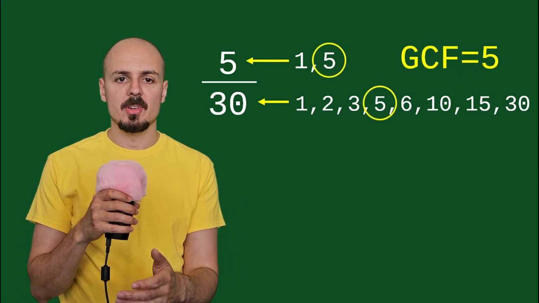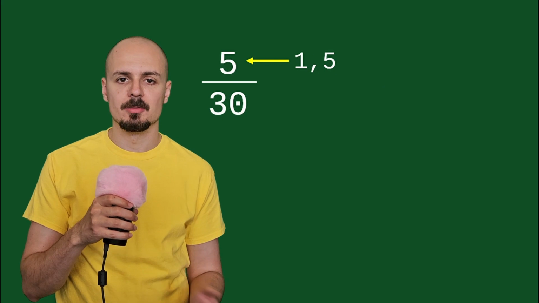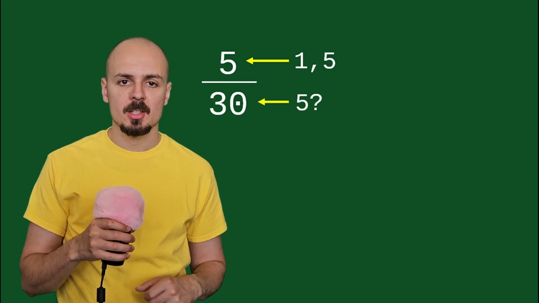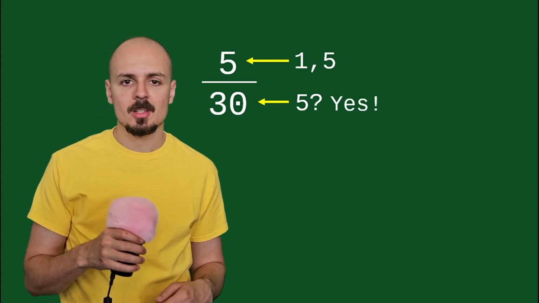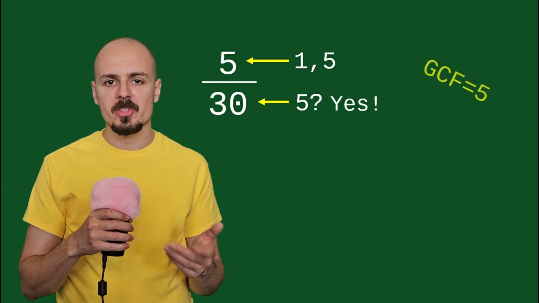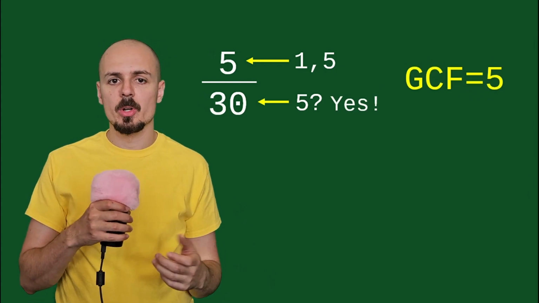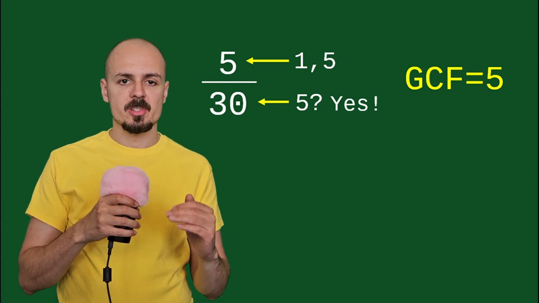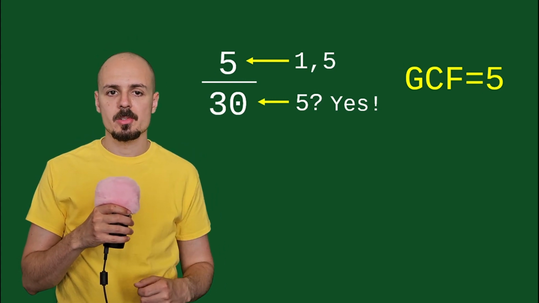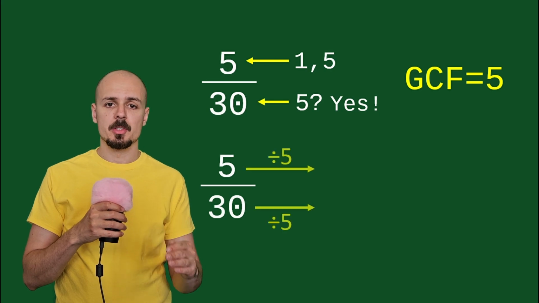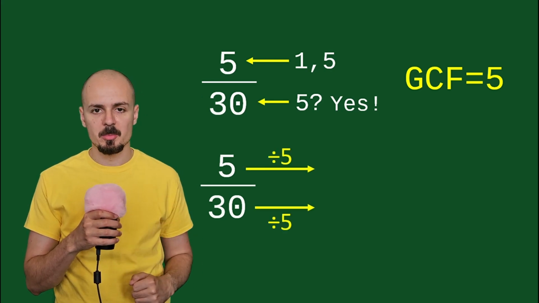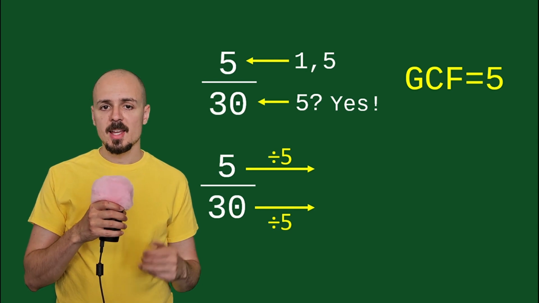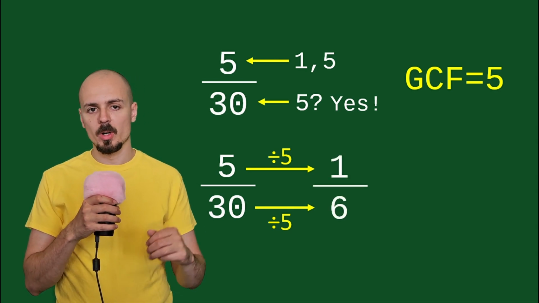Now, once you knew that 5 only had the factors 1 and 5, you could have just checked to see if 5 was a factor of 30, and once you realized that it was, you wouldn't need to come up with all these other factors. But again, I'm showing you everything here. Now, an expedited version of this next step could look something like this. Simply divide the numbers on the top and bottom, numerator and denominator, by the greatest common factor, 5, and you'll get the reduced fraction of 1 over 6.